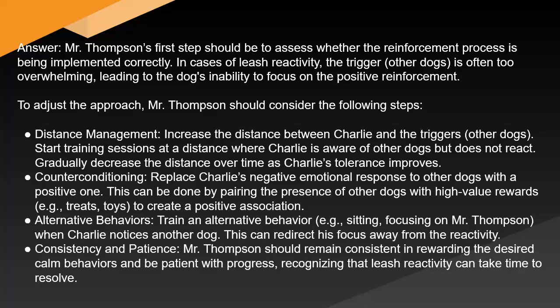Alternative behaviors: train an alternative behavior, e.g., sitting, focusing on Mr. Thompson, when Charlie notices another dog. This can redirect his focus away from the reactivity. Consistency and patience: Mr. Thompson should remain consistent in rewarding the desired calm behaviors and be patient with progress, recognizing that leash reactivity can take time to resolve.